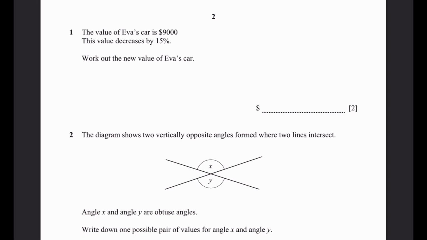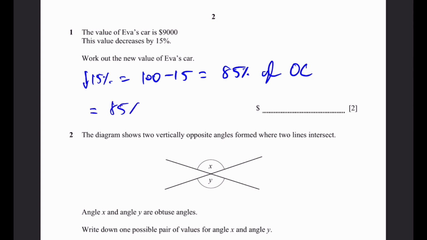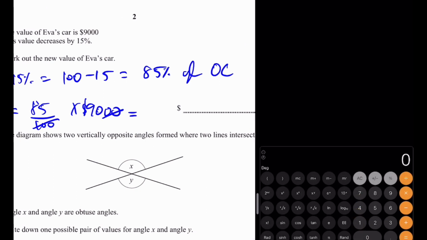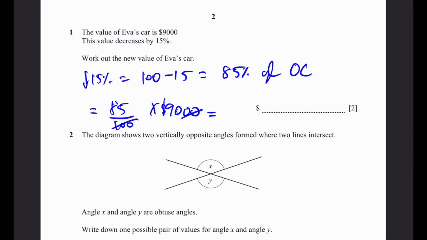So if it decreases by 15%, that'll be 100 minus 15 to get 85% of the original. I'll just write that as OC, original cost. So that'll be 85% times $9,000. And we can write 85% as 85 by 100. We can cancel that. 85 times 90. Let's use our calculator. There you go. 85 times 90. That'll be $7,650. That's the answer.